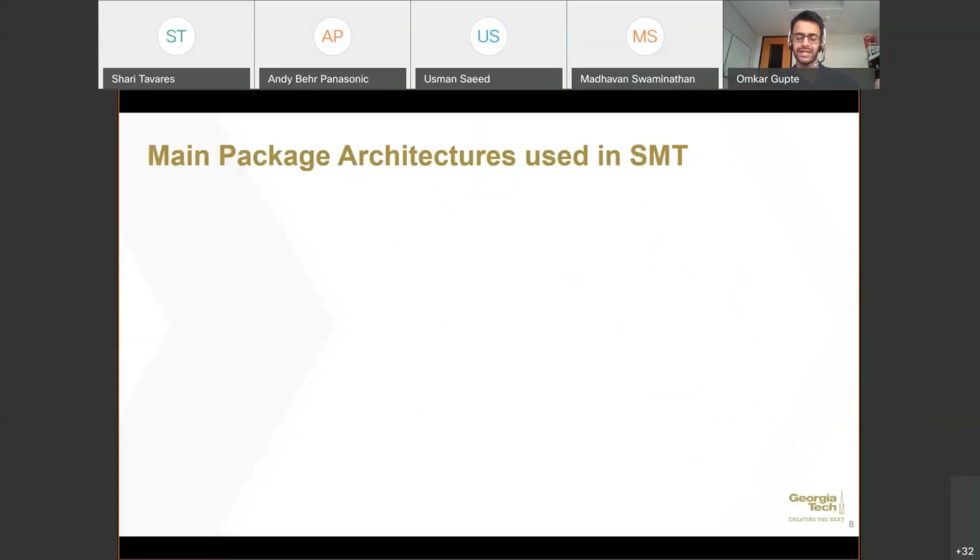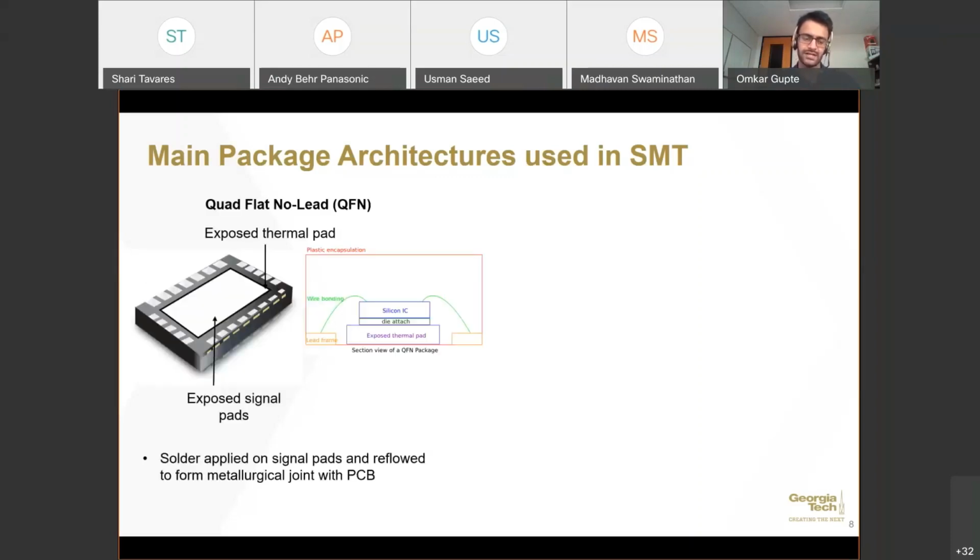The second type of assembly technique is SMT, or direct board attach. And again, two main package architectures are used in this case. First is the QFN, or quad flat no lead type package, in which there is a silicon IC which is encapsulated in a plastic material or a mold compound, and is then attached via wire bonding to these leads, which are on the periphery of the package.